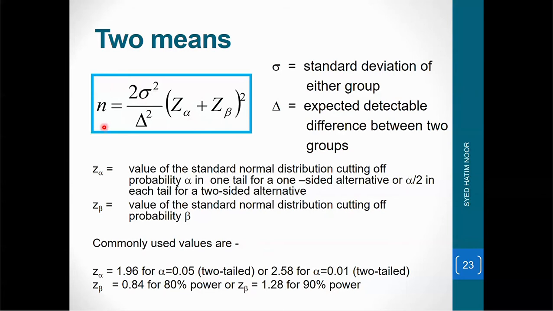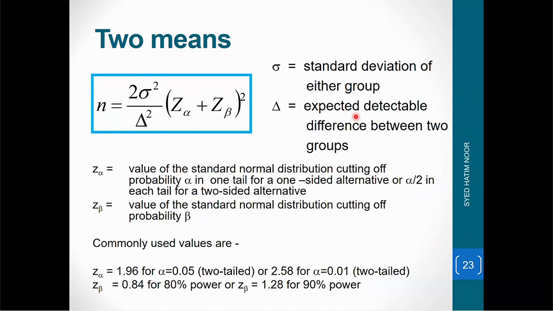Alright, then we have precision. The detectable difference is between the population and your sample. This detectable difference is between two groups. So based on your expert opinion, what is the difference of radiation between CT scan and radiation in MRI? What is the difference between these two?